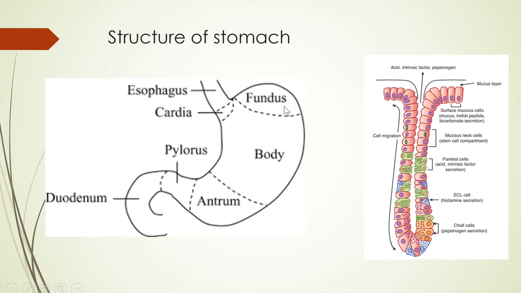Most books have different divisions of the stomach. If you see different books, some will say three parts of the stomach. The broad division is three parts: fundus, body, and pylorus or antrum. I want to make clear these five divisions of the stomach, which most books say are three divisions. So you should be clear about the parts of the stomach.